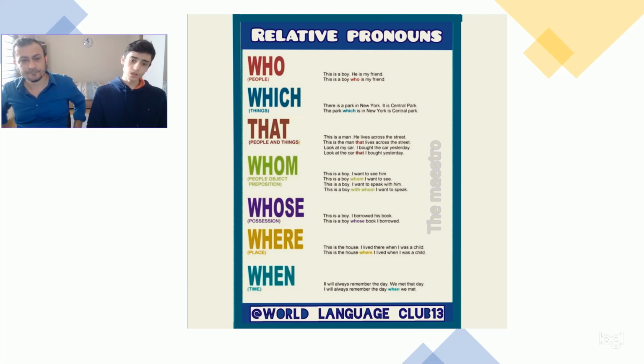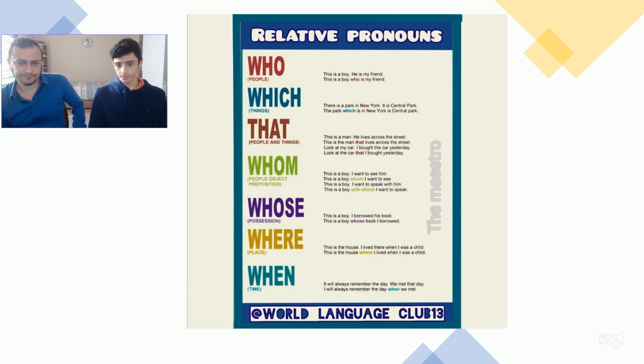Next one. That, it relates to people and things. This is a man. He lives across the street. This is the man that lives across the street. And second example is, look at my car. I bought the car yesterday. Look at the car that I bought yesterday. In the first example, as you see, it relates to a person. In the second one, it relates to an object and things, which is car.